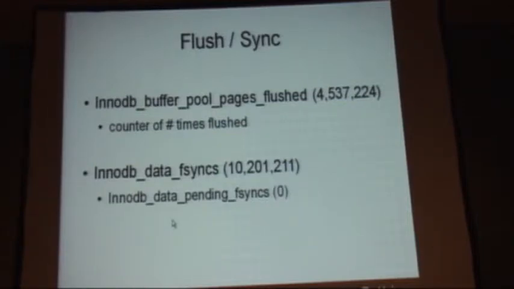Flush sync, Innodb_buffer_pool_pages_flushed. It's the count of the number of times you've flushed pages. Data fsyncs, a count of the number of times you've done an fsync. Data pending fsyncs, how many times you've called fsync but it hasn't been done yet. So usually it's 0. I don't think I've seen this be very high, and I've rarely even seen it be 1.